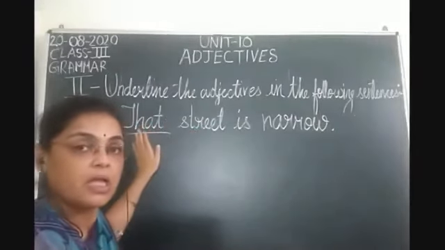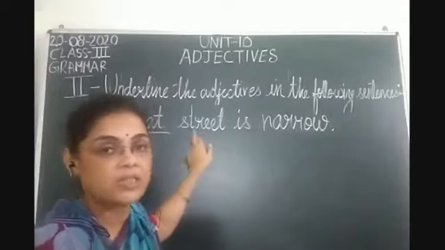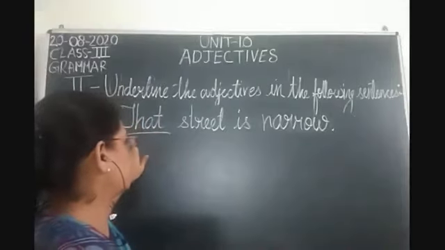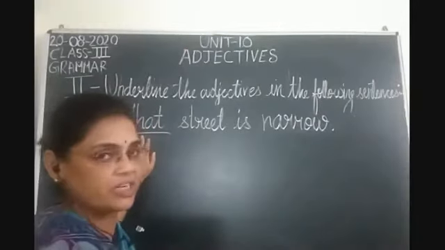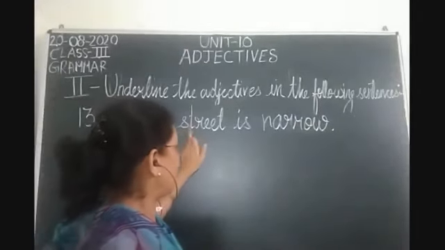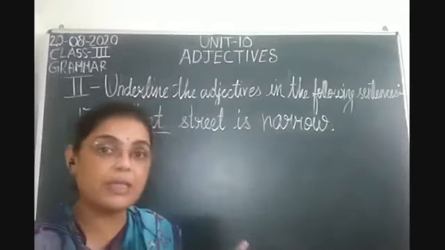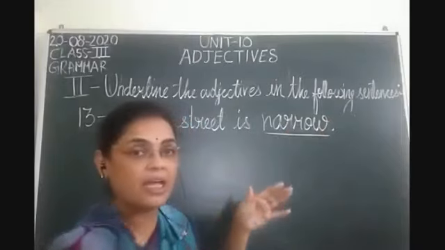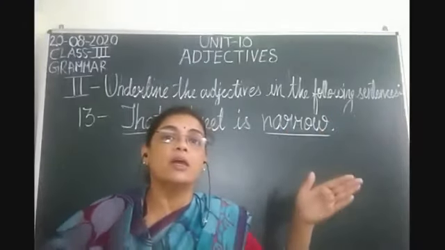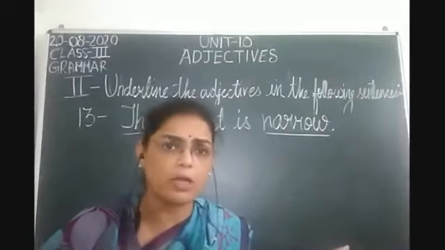And remember this, that, these, those, when they are followed by a noun, then only they are adjectives. So that के बाद क्या है बेटा? Street है. So that is an adjective. Now that street is narrow. And which word is describing the street? The word narrow. Narrow बता रहा है कि street जो है, it is not very broad.